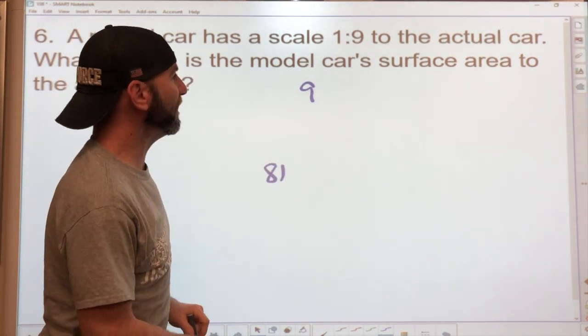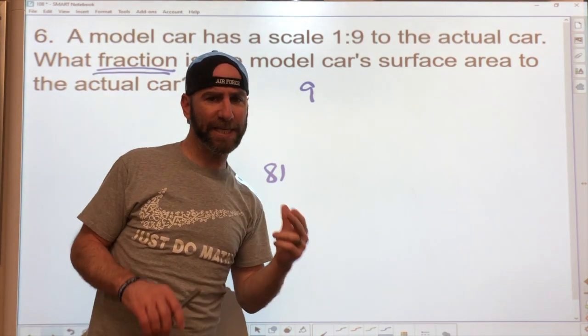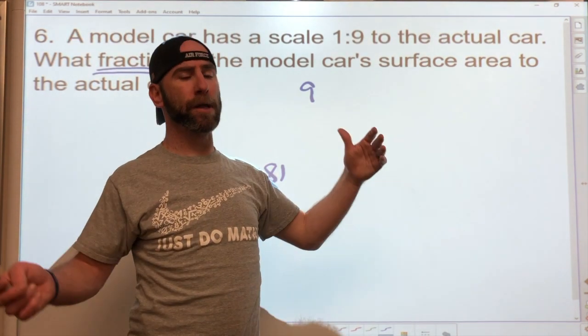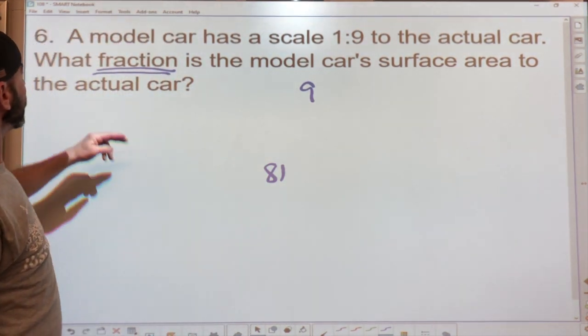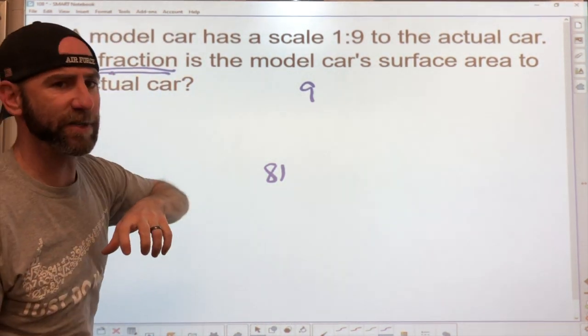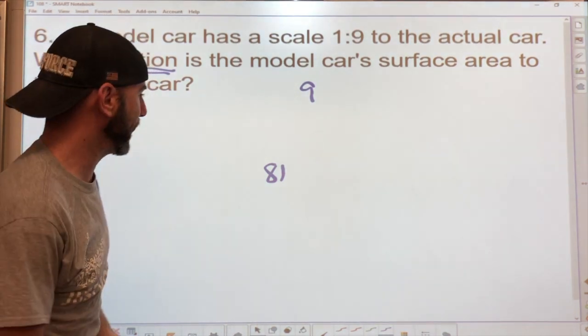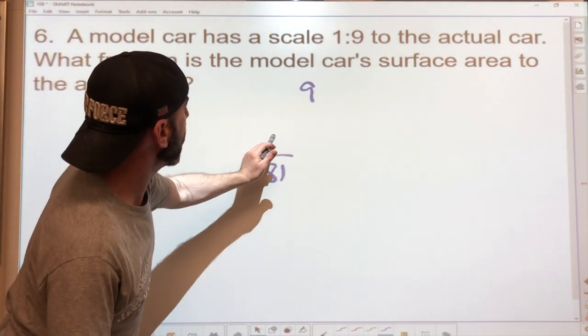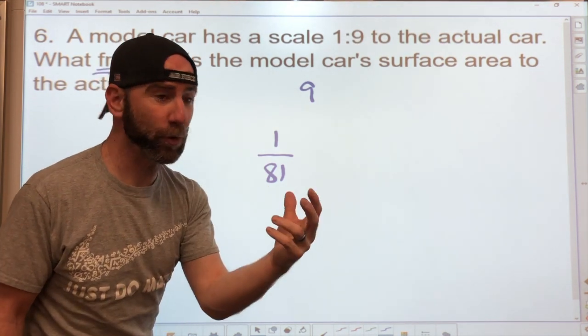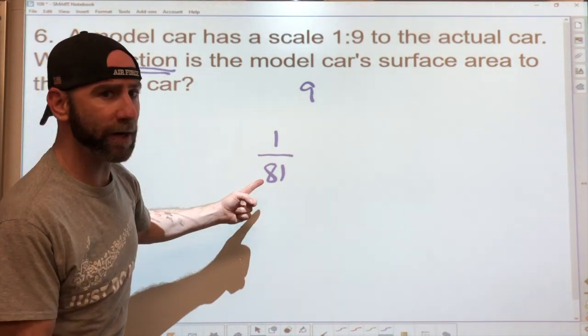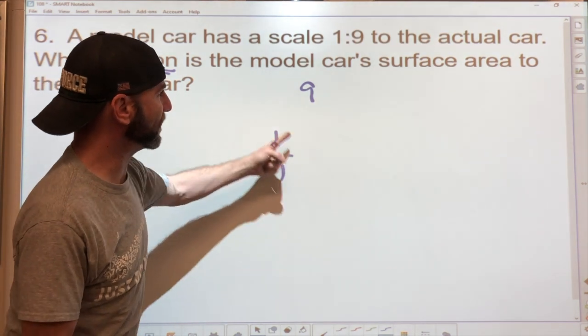So the surface area of the actual car is 81 times more than the model car. But the question asks, what fraction is the model surface area to the actual car? So that means that for every 1 square inch on the model car, the actual car has 81 square inches. That is our final answer.